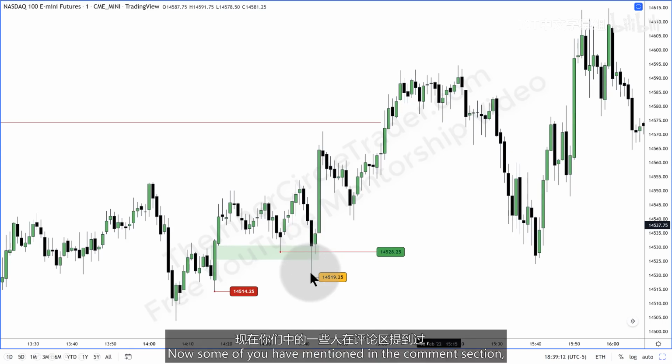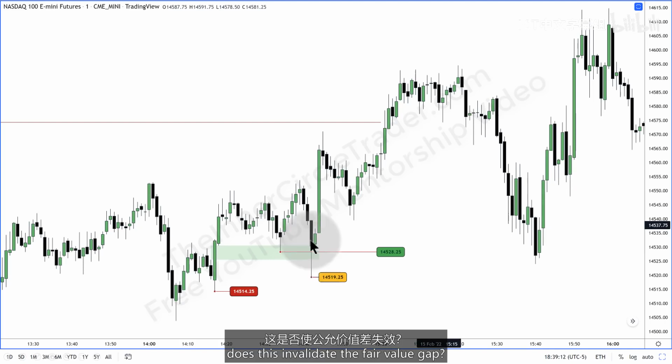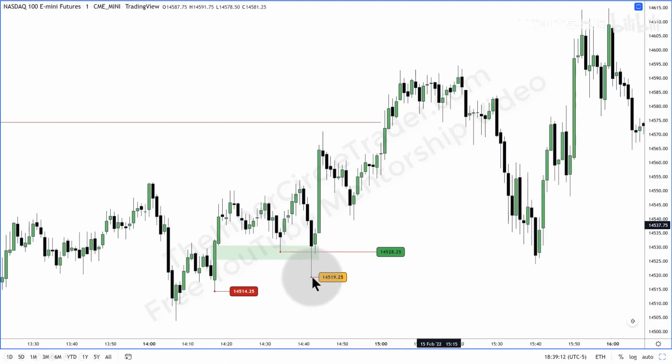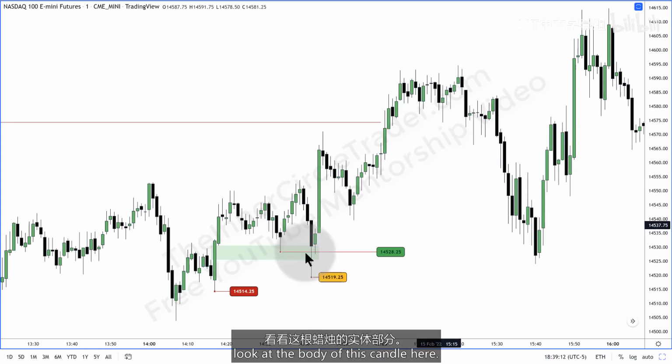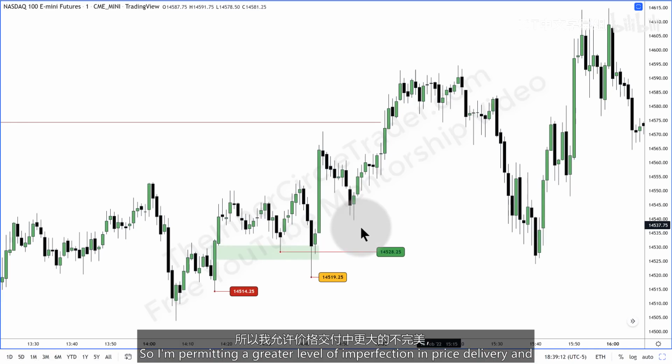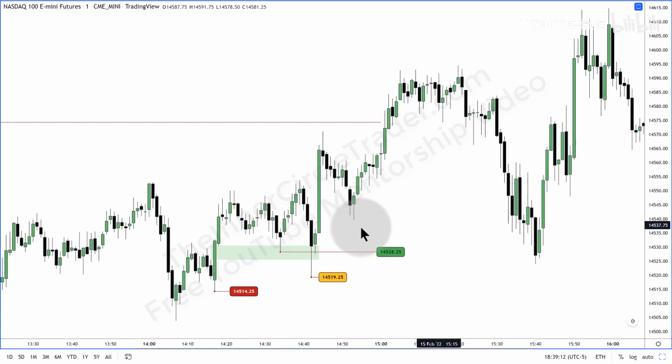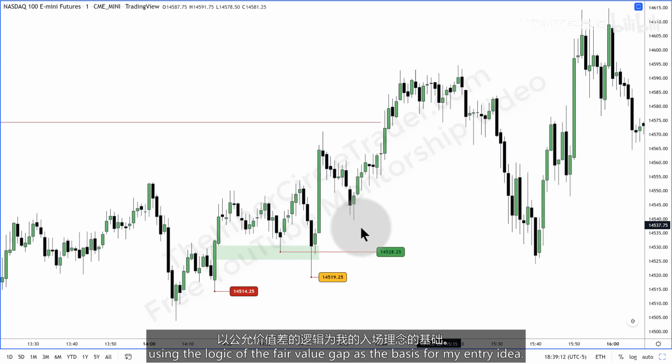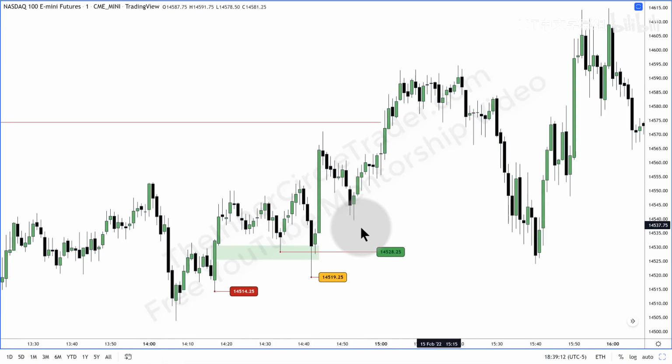Now, some of you have mentioned in the comment section, does this invalidate the fair value gap? No, it does not. The idea is the fair value gaps. Well, look at the body of this candle here. Isn't that respecting that? Yes. So in my mind, I'm thinking, well, I know prices sometimes, especially the way it is right now, it's very volatile. So I'm permitting a greater level of imperfection in price delivery, and then using the logic of the fair value gap as the basis for my entry idea.